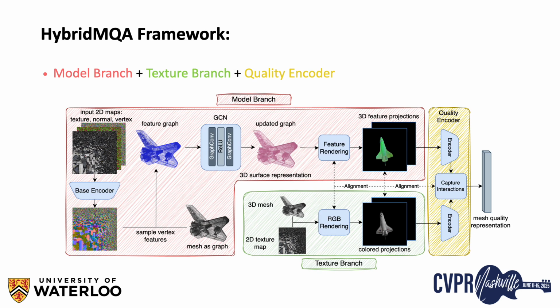Let's now take a look at our proposed HybridMQA framework. It's made up of three main components: the model branch, shown in red, the texture branch, in green, and the quality encoder, in yellow. Next, we'll take a closer look at each component in more detail, one at a time.